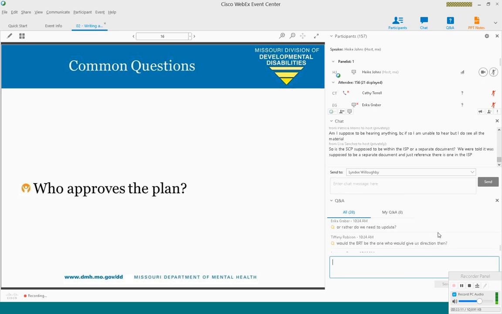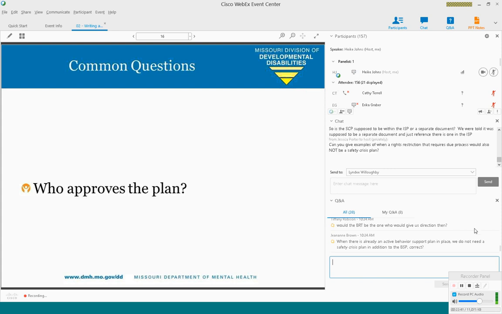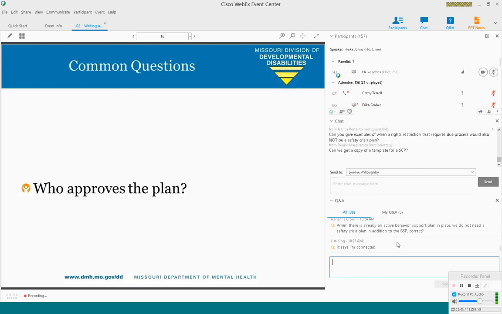There's another question. When there's already an active behavior support plan in place, we do not need a safety crisis plan in addition to the behavior support plan, correct? So the behavior support plan is not the same thing as a safety crisis plan. If you have behavior services in place, the behavior analyst should assist the team in coming up with a safety crisis plan, which would then be incorporated into the BSP. A BSP can have a safety crisis plan in it, but it's not the same thing. Actually, a BSP should have a safety crisis plan in it as part of the behavior support plan.